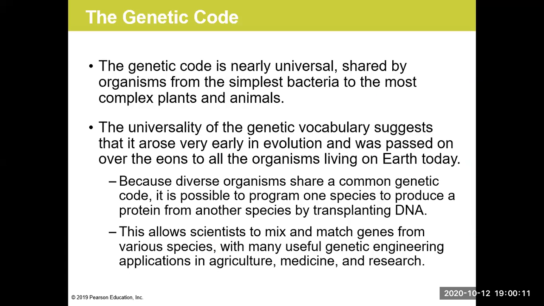The genetic code is almost universal and is shared by all different types of organisms, from the simplest bacteria to the most complex human beings. And this universality suggests that evolution occurred, and that all organisms started from a single common ancestor. And because of this common genetic code, it is possible to maneuver one species to produce a protein from another species. So genetic engineering is possible because of this universal genetic code.